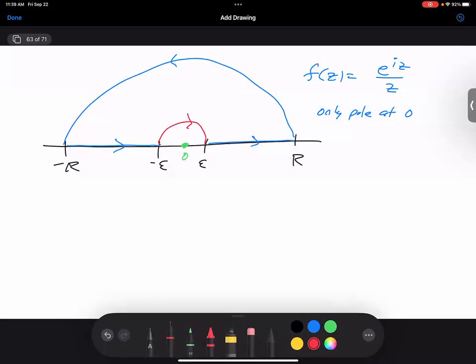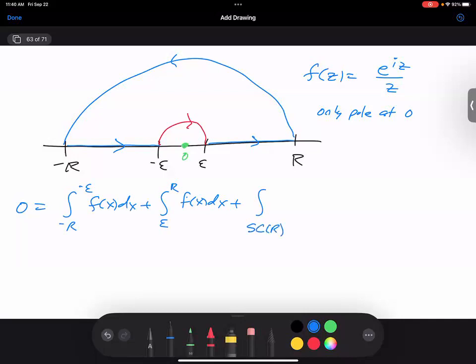So what's the integral of f along this whole curve? 0. So we get 0 is equal to the integral from minus r to minus epsilon of f of x dx, plus the integral from epsilon to r of f of x dx, plus the integral over the semicircle of radius r of f of x dx, plus the integral over the semicircle centered at 0 of radius epsilon in the wrong orientation, because we're doing it clockwise, f of x dx.